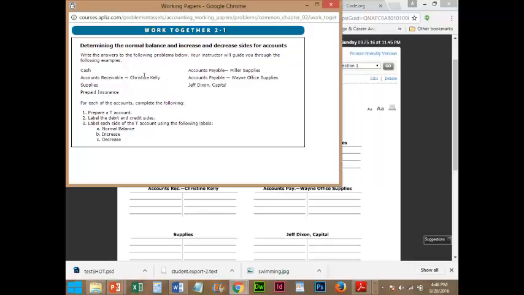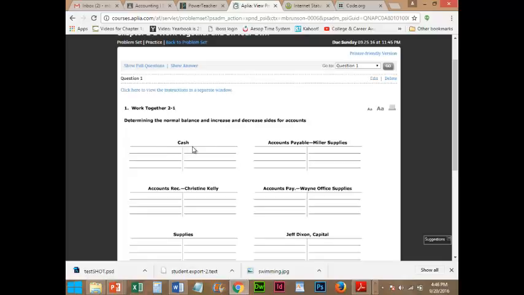So in this business, we have 7 different accounts that make up our chart of accounts. It's telling us for each one of these accounts in our chart of accounts to prepare a T account and label the debit and credit sides. So we're going to do just that much. There's already T accounts drawn for us, so we're just going to go ahead and label each of them. Debits on the left, credits on the right.